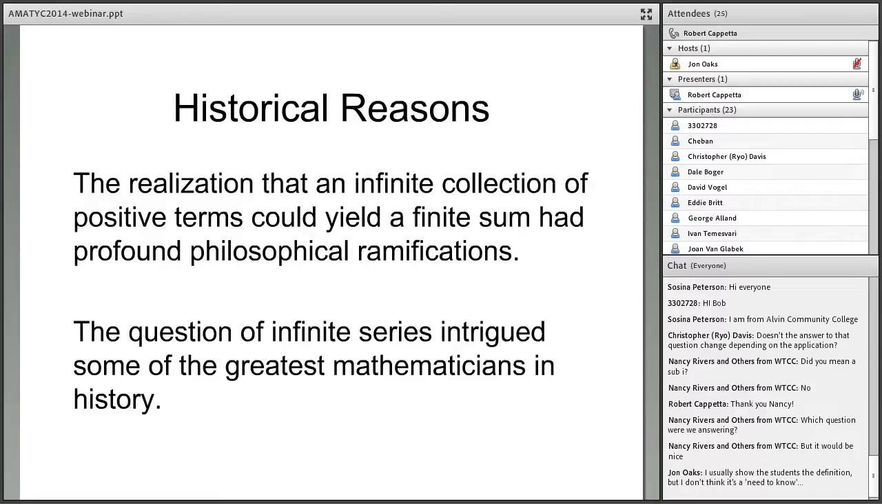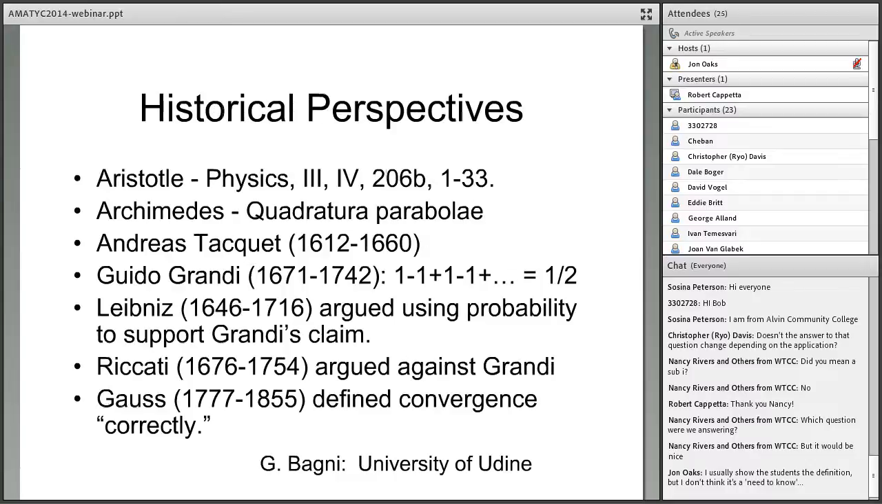Now, going way back, the idea that an infinite collection of positive numbers could yield a finite number, putting an infinite number of numbers together, yet getting a finite number, truly was amazing to the ancients. And the fact of the matter is, infinite series intrigued some of the greatest mathematicians in history. And I want to take a look at some of the results that came about. So we see this as far back as Aristotle and Archimedes.